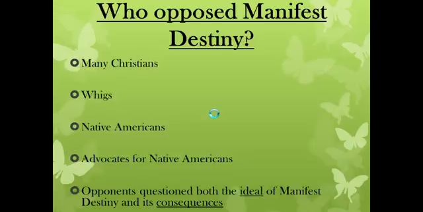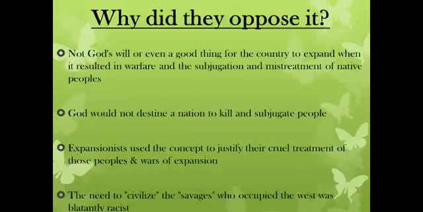Opponents questioned both the ideal of Manifest Destiny and also its consequences. So why did they oppose it? What was the big issue? Well, they argued that there was no way that it was God's will, or that it was even a good thing at all for this country to expand when we just had wars and we totally did bad things to native peoples. We just did horrible things. We made them less than human and treated them so miserably. God would not destine a nation to kill and subjugate people.